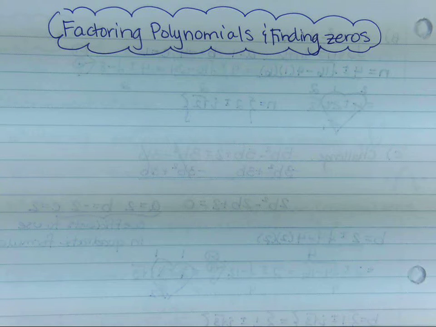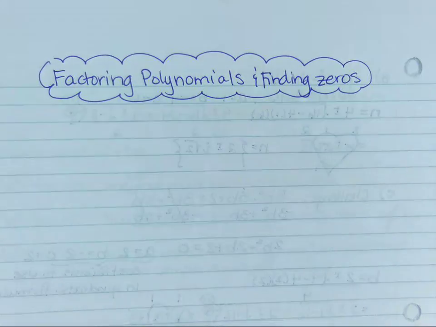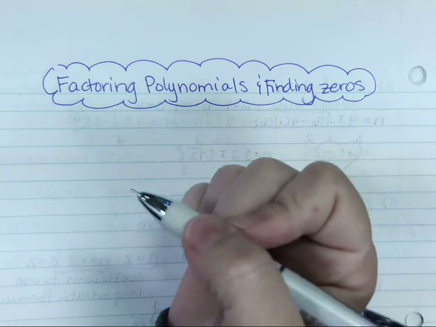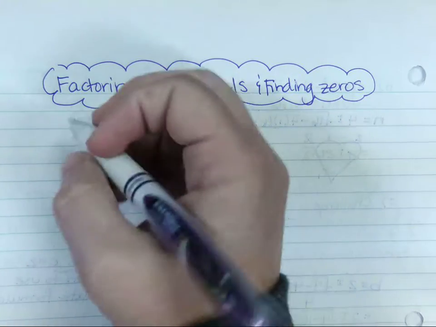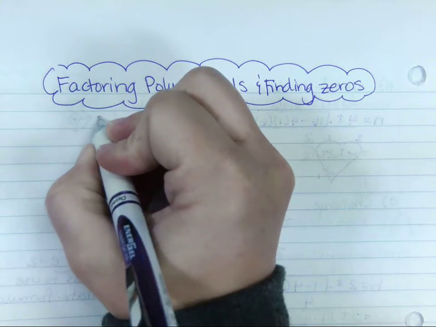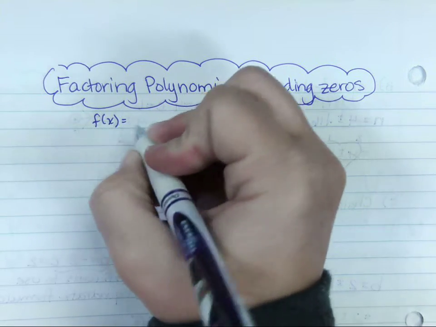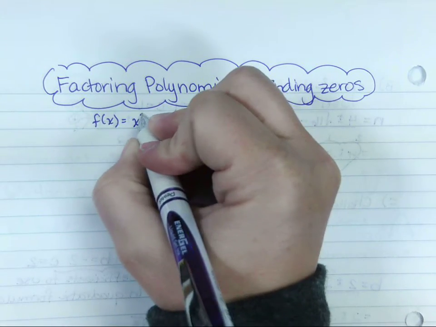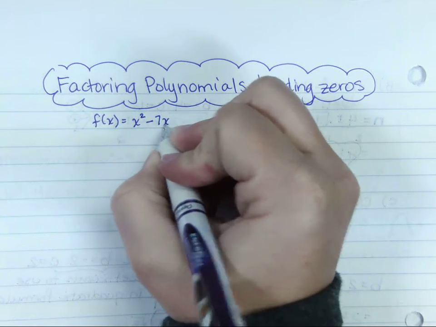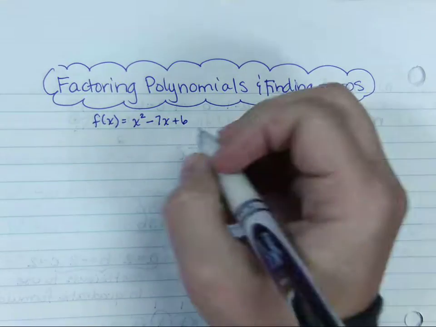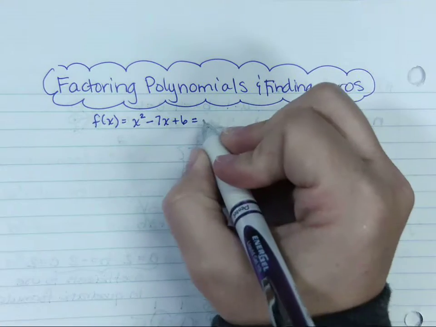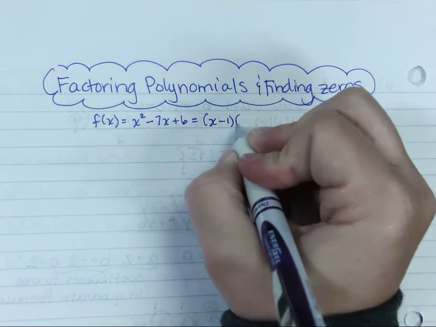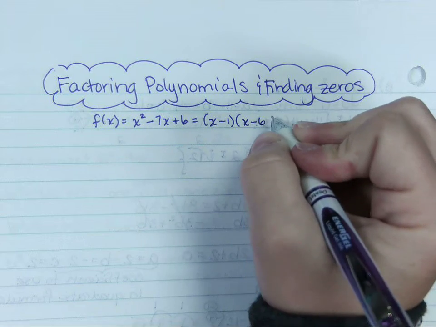Today we're going to focus on factoring polynomials and finding zeros. So one thing you need to understand about polynomials is that they can be written as a product of linear factors. For example, if I had the polynomial f of x equals x squared minus 7x plus 6, this can be factored into two binomials, x minus 1 times x minus 6.